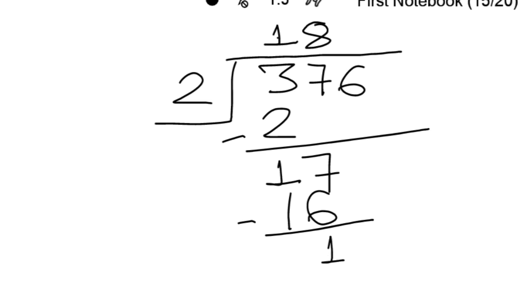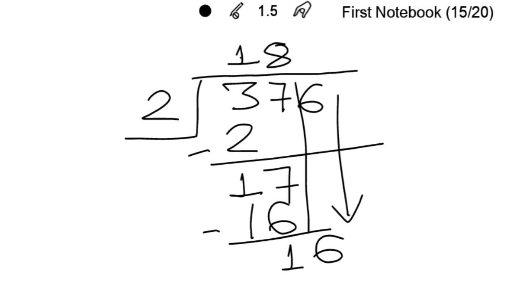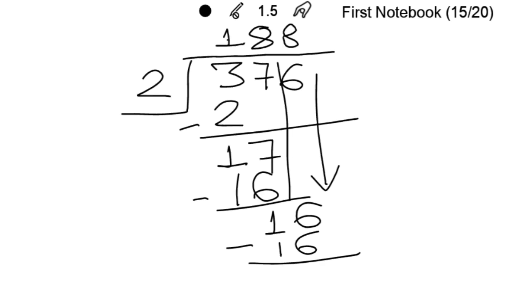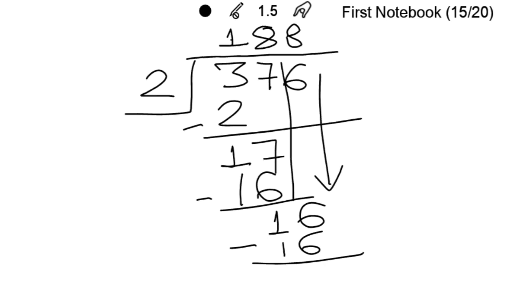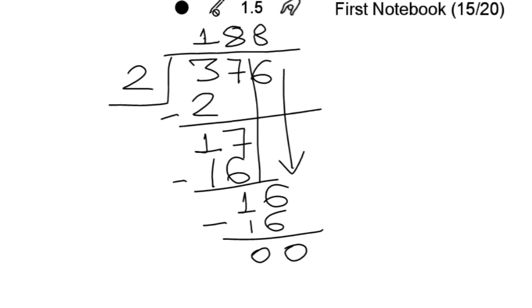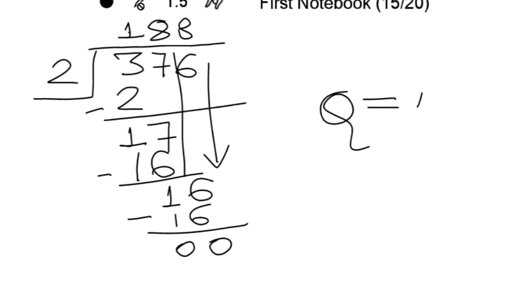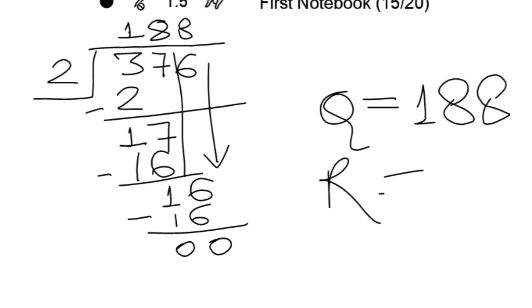Okay. Now again when this set is completed, this 6 will come down here. Now again here we have 16. 2 8s are 16, and when we subtract this, we'll find our answer 0. And here we get our 3-digit quotient. What is that? 188, and remainder is 0. Got it? So this is the way to solve long division.